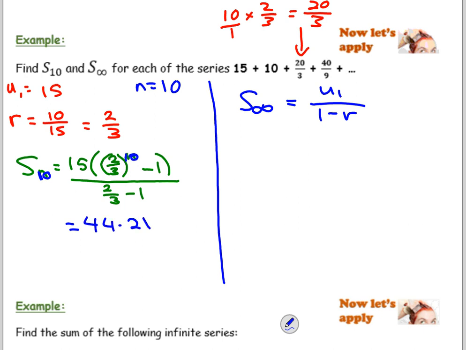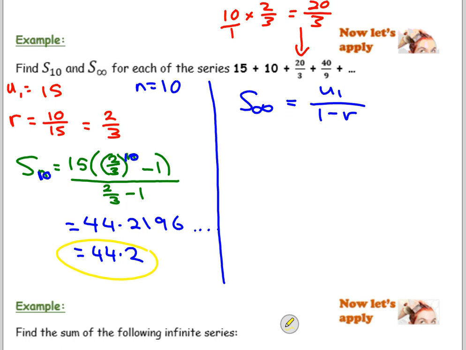3115, dot dot dot probably. 44.2196. Bit of an awkward one, so 44.2, because it does go on forever on our calculator screen. Quite often the sums are nicer numbers than that. They'd probably accept this, because technically that's more accurate. But make sure you write the unrounded and then the rounded. So we've done that, we've found the S of 10.